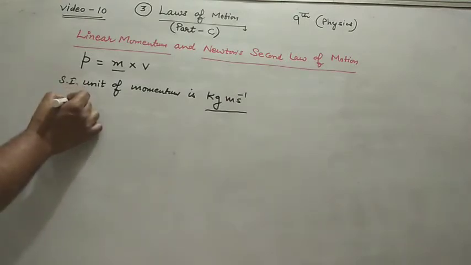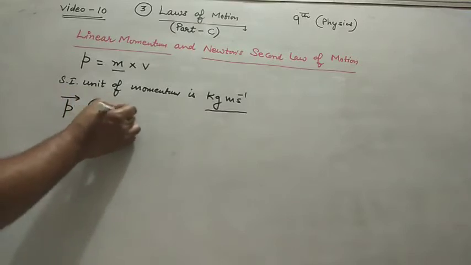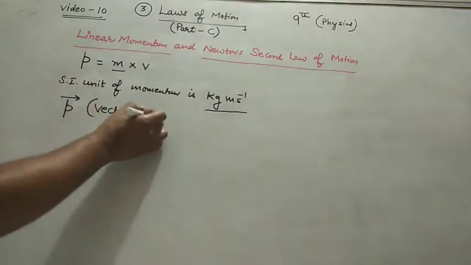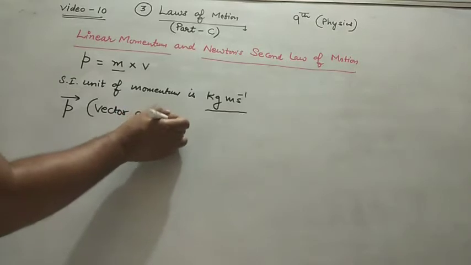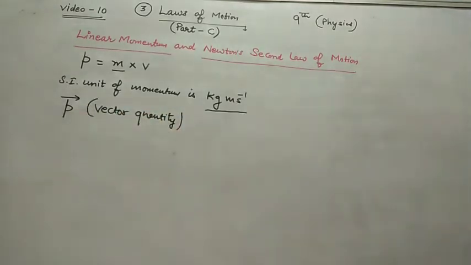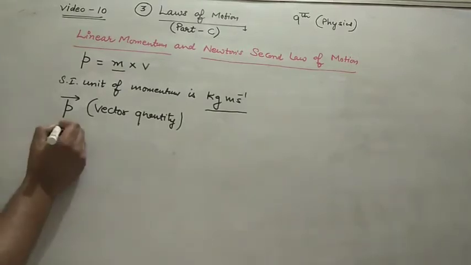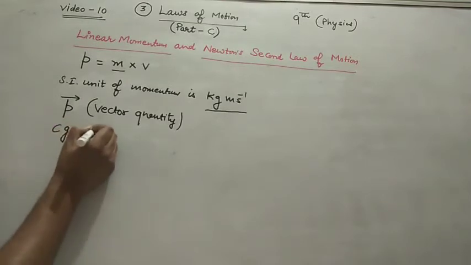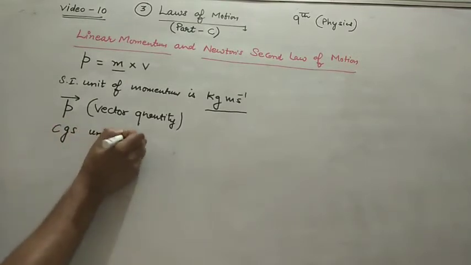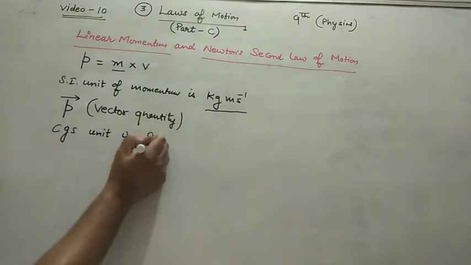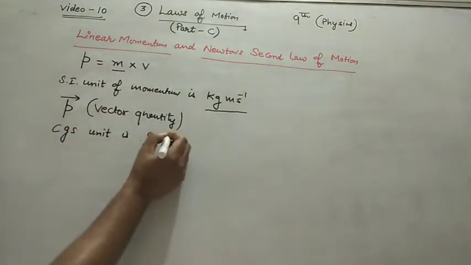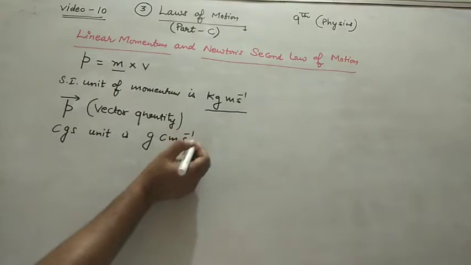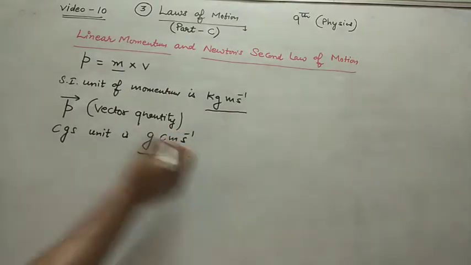Momentum is a vector quantity, that's why it is represented by this P vector. Second is its CGS unit. So the CGS unit is, for mass gram, for velocity centimeter per second. So this is the CGS unit.